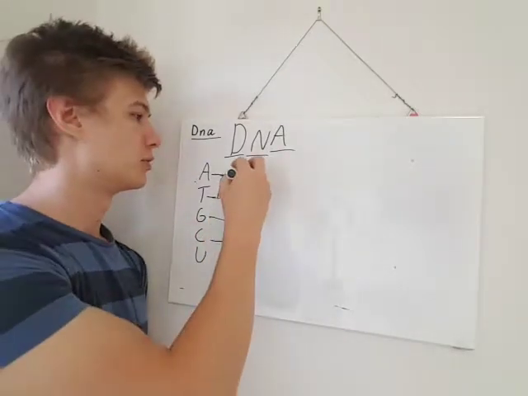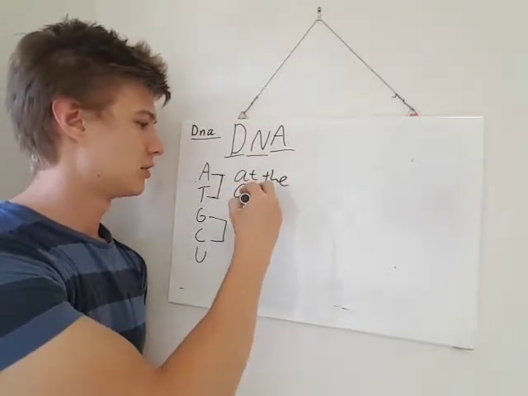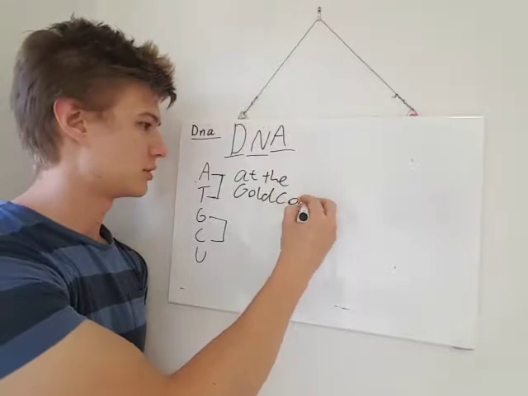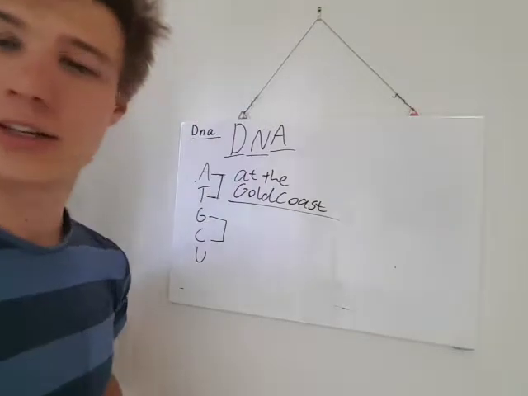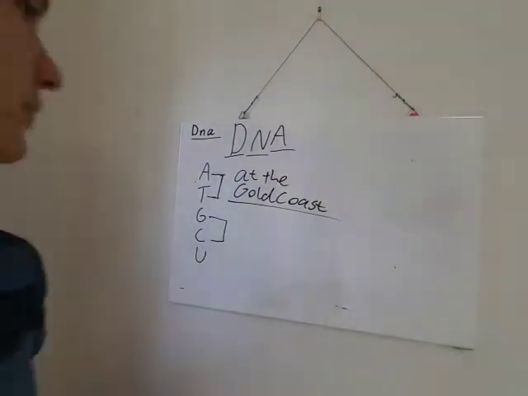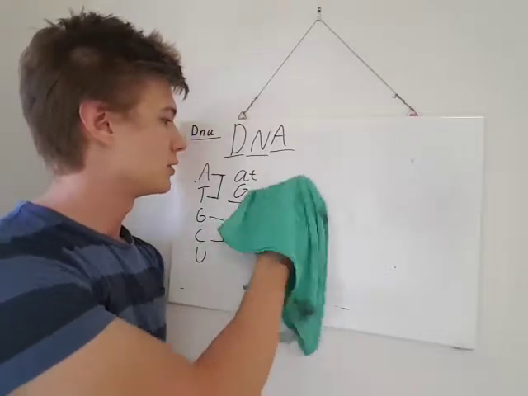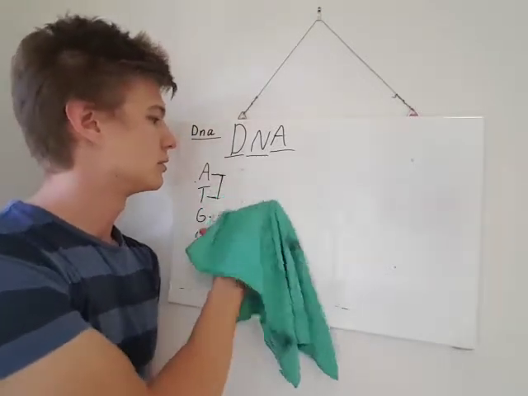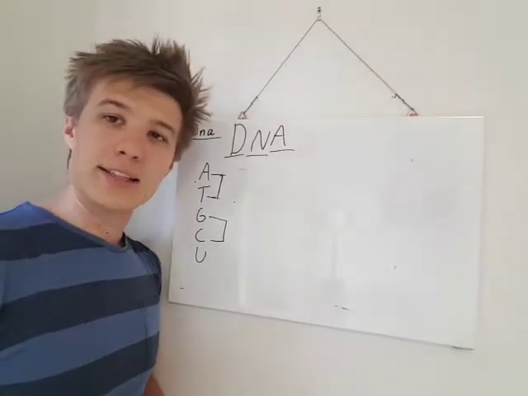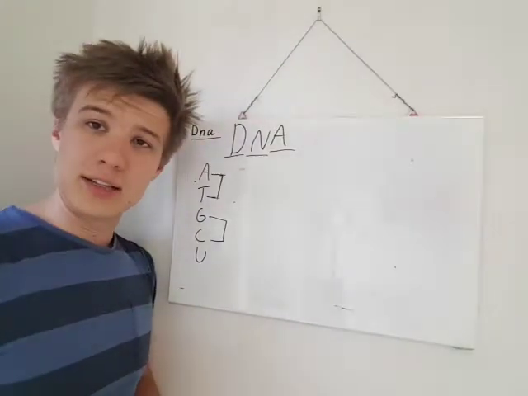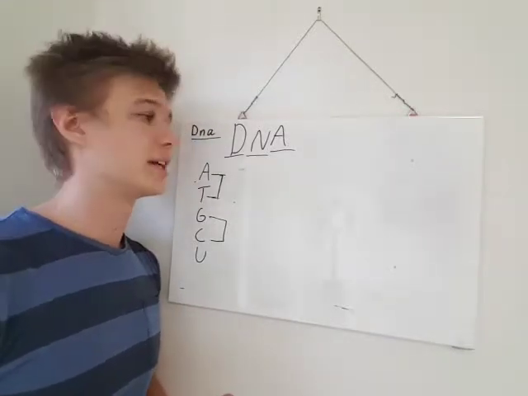Remember, like I said before, at the Gold Coast. Right? And at the Gold Coast tells us how they bind together. But there are other things to know. If we look at the structure of these nucleic acids, A's and T's and G's and C's have a different number of hydrogen bonds that they connect to each other with.